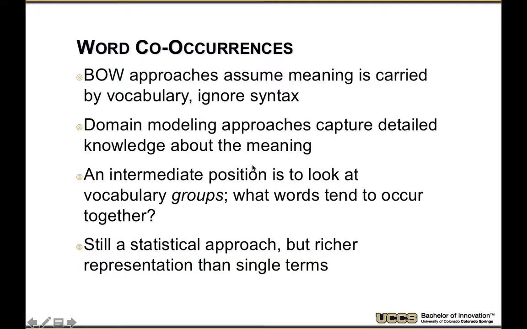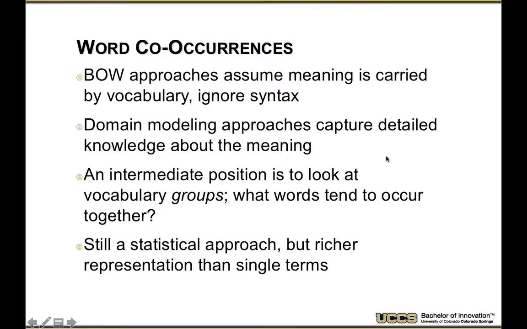So we're going to look at this in a very simple way. We're going to look at what is called a bag of words, or BOW, representation, meaning that the meaning is really just carried by the vocabulary. We're going to ignore the syntax. So we're not doing full natural language because we're not worrying about grammar and syntax. We're just worrying about which words show up. And we're hoping that by doing some domain modeling, we can capture some detailed meaning about the knowledge in that context.